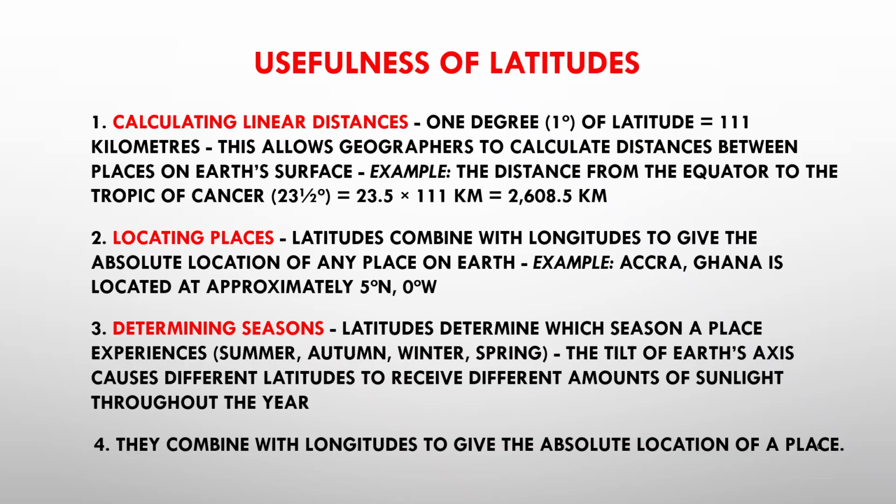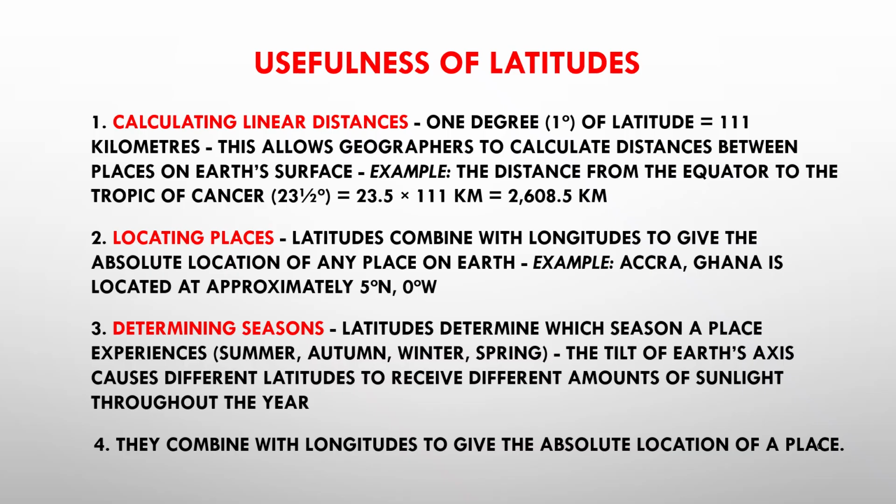One of the most important uses of latitude is calculating distances on Earth's surface. Here is how it works. 1 degree of latitude equals approximately 111 kilometers. This is a fixed relationship because latitudes are evenly spaced around the Earth. We can use this conversion factor to calculate the distance between two places that are on the same longitude line. Let me give you a concrete example.